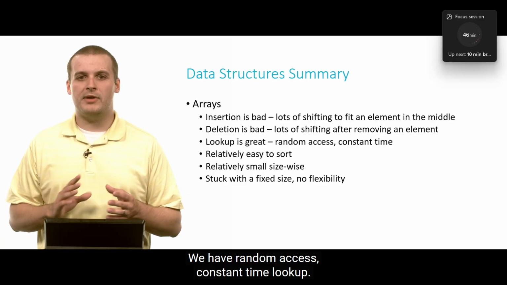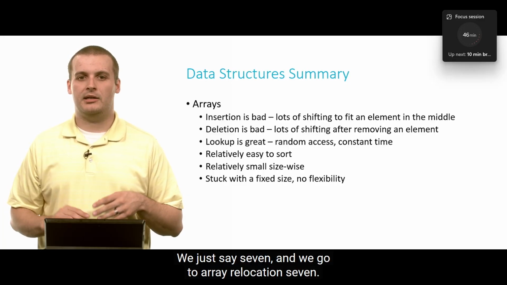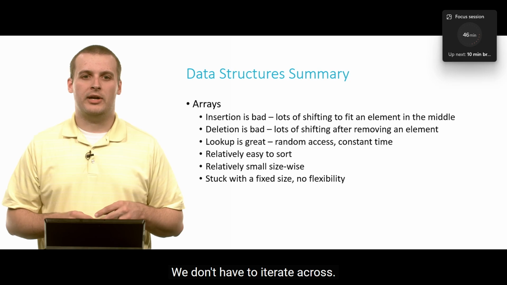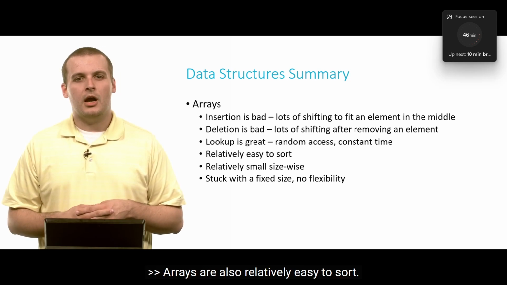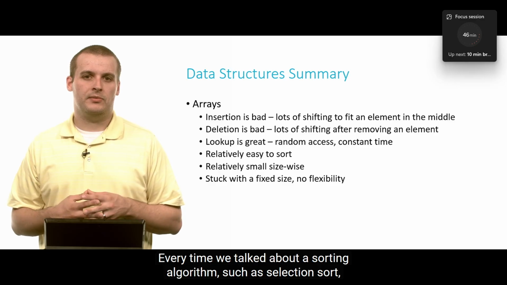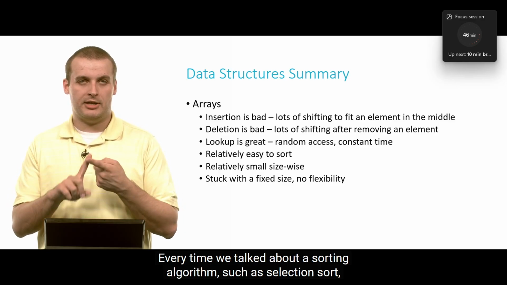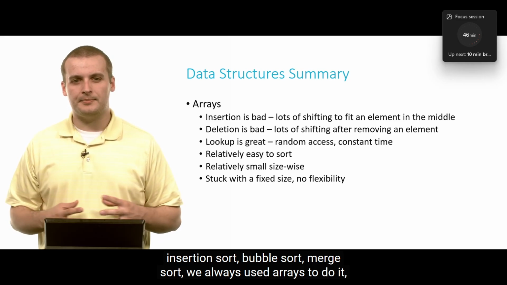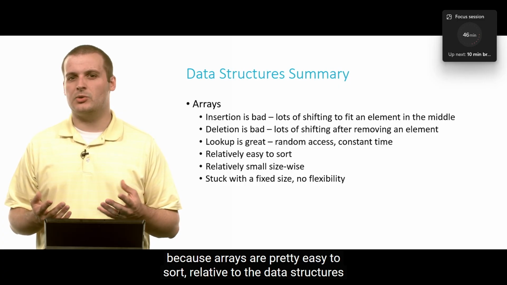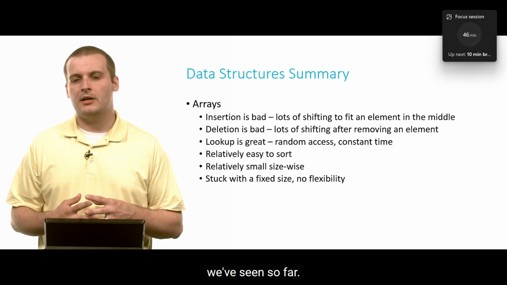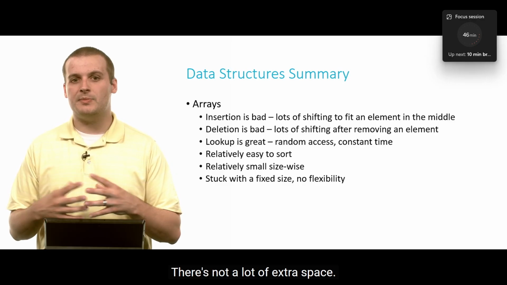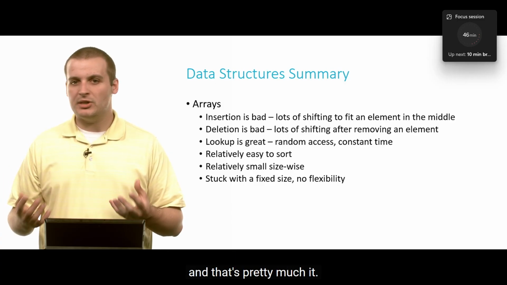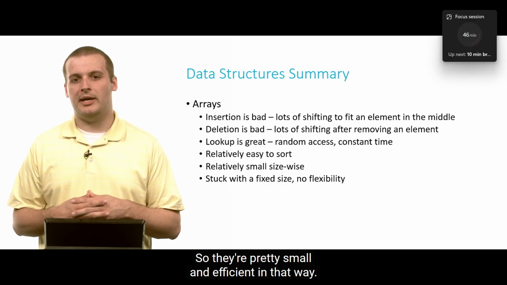Lookup, though, is great. We have random access, constant time lookup. We just say 7, and we go to array location 7. We say 20, we go to array location 20. We don't have to iterate across. That's pretty good. Arrays are also relatively easy to sort, and every time we talked about a sorting algorithm, such as selection sort, insertion sort, bubble sort, merge sort, we always used arrays to do it, because arrays are pretty easy to sort relative to the data structures we've seen so far. They're also relatively small. There's not a lot of extra space. You just set aside exactly as much as you need to hold your data, and that's pretty much it. So they're pretty small and efficient in that way.